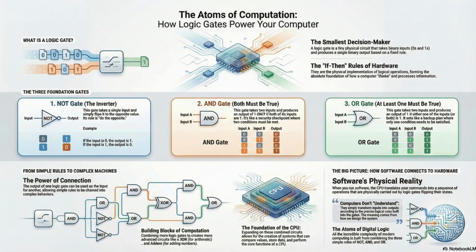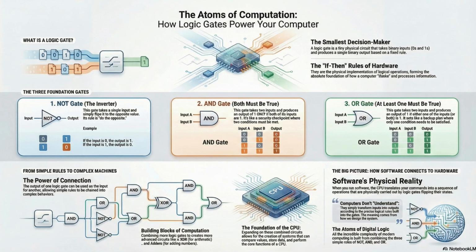And based on those binary inputs, the gate applies a fixed, unchangeable physical rule. And that produces a single binary output, also a 0 or a 1. So this is where logic stops being an abstract idea and becomes a physical thing. That's the insight, yeah. It's translating an if-then condition directly into electricity, either flowing or not flowing. It's logic made of silicon.